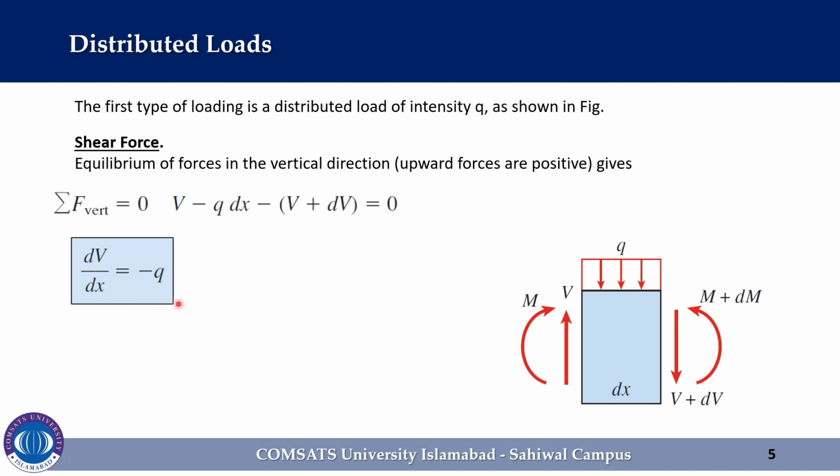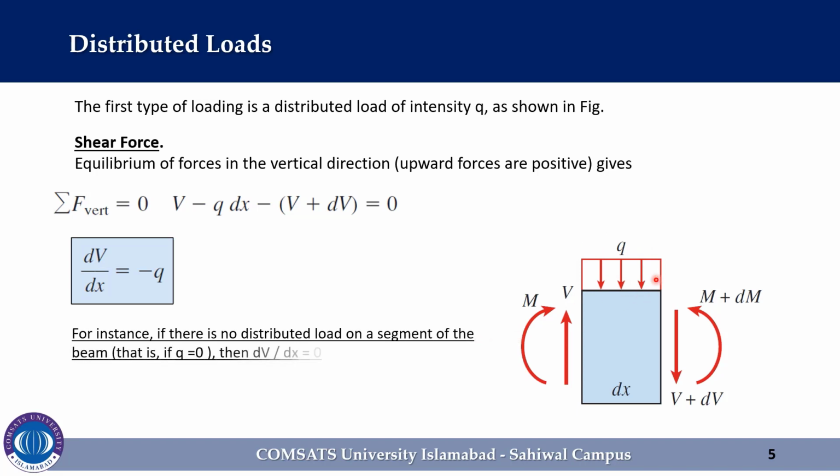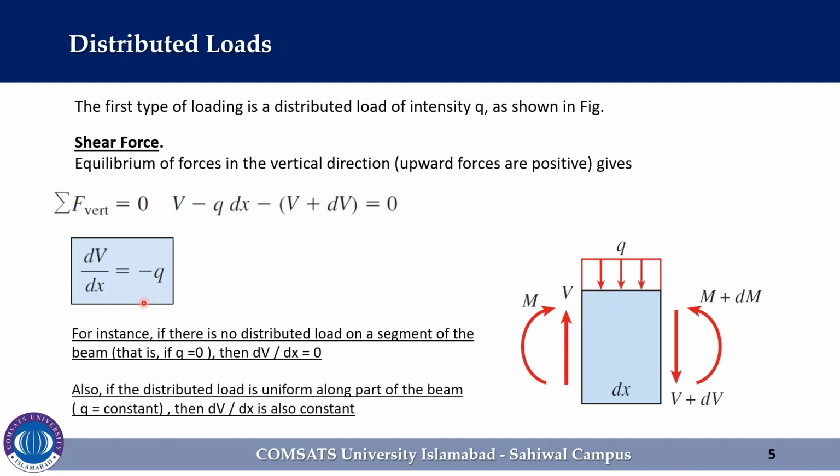For instance, if there is no distributed load on a segment of the beam, that is, if q is equal to 0, then dV over dx is equal to 0, and the shear force is constant in that part of the beam. Also, if the distributed load is uniform along a part of the beam, meaning q is constant, then dV over dx is also constant and the shear force varies linearly in that part of the beam.